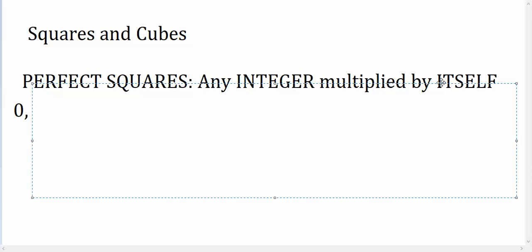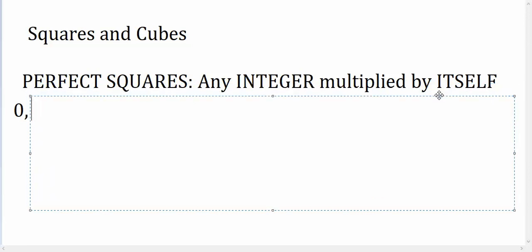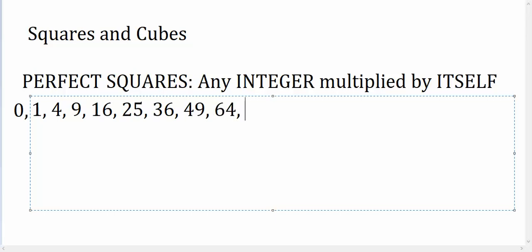The next perfect square is 1, because 1 times 1 equals 1. Then we have 4, 2 times 2. Then we have 9, 3 times 3. Then we have 16, 4 times 4. Then we have 25, 5 times 5. 36, 6 times 6. 49, 7 times 7. 64, 8 times 8. 81, 9 times 9. 100, 10 times 10.